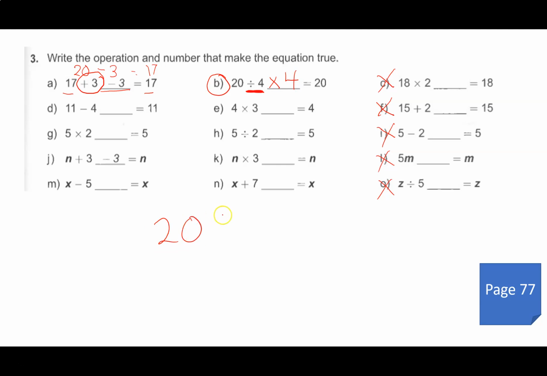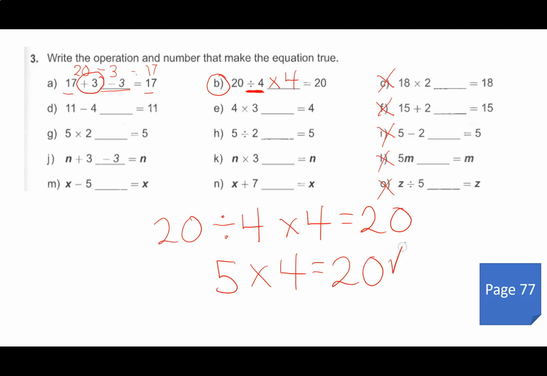Let's check my work. 20 divided by 4 times 4 equals 20. Is that correct? 20 divided by 4 is 5, and 5 times 4 equals 20. That is correct. I would like you to try the rest of the questions with the exception of the last column.